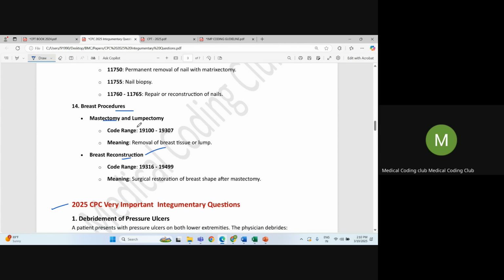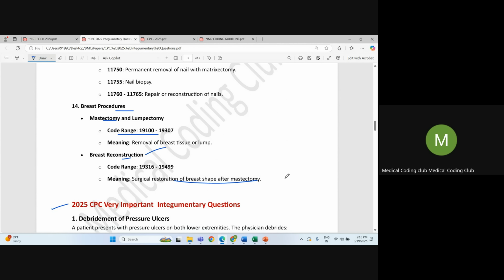Coming to mastectomy, we have various types: radical mastectomy, partial mastectomy, modified. There are so many types. According to the particular type they have done, we will take the code from this series. So these are the 14 important concepts. Do not ignore these concepts.